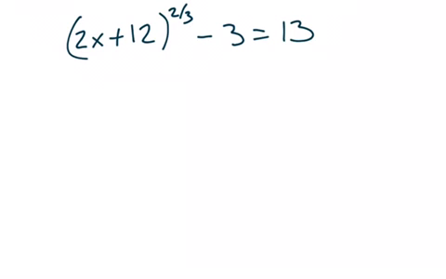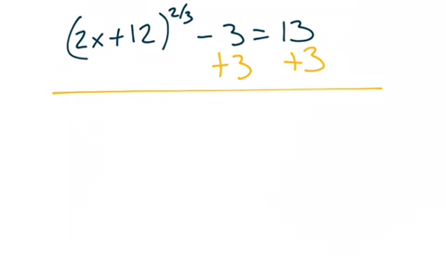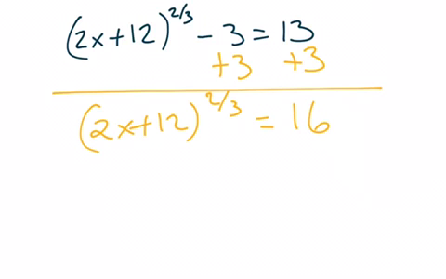Okay, so here, what do I want to do? Well, you want to get the 2x plus 12 to the 2/3 by itself. So how do we go about doing that? I'm going to add 3 to both sides. 2x plus 12 to the 2/3 equals 16.